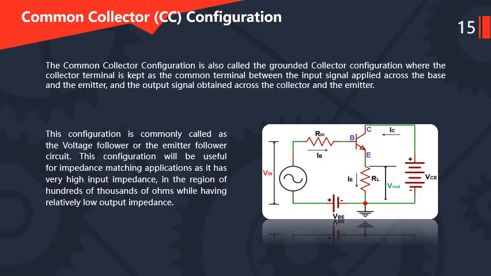This configuration is commonly called a voltage follower or emitter follower circuit. This configuration is useful for impedance matching applications as it has very high input impedance, in the region of hundreds of thousands of ohms, while having relatively low output impedance.